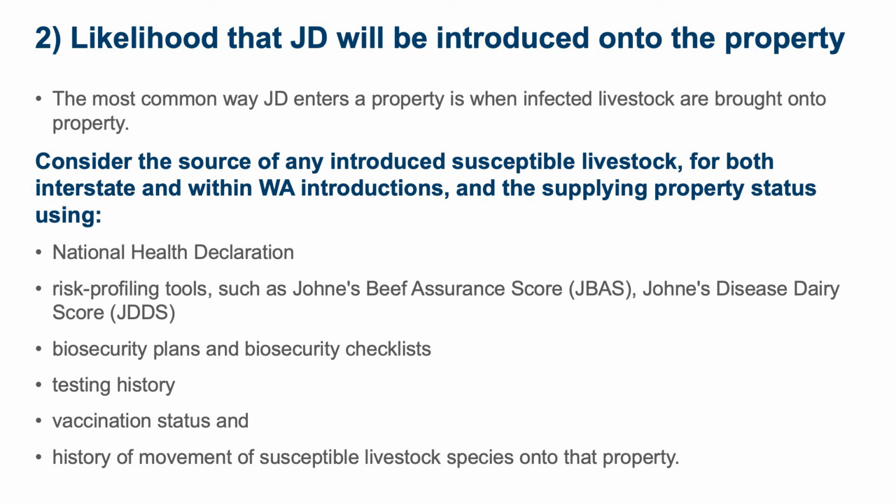In summary, sourcing animals from properties with a negative testing history for JD and which run closed herds or have no or minimal low risk introductions can help to reduce JD risk. Properties which have sourced susceptible livestock from properties with no testing history or from an area in Australia with a high prevalence of JD are at a higher likelihood of having the disease.